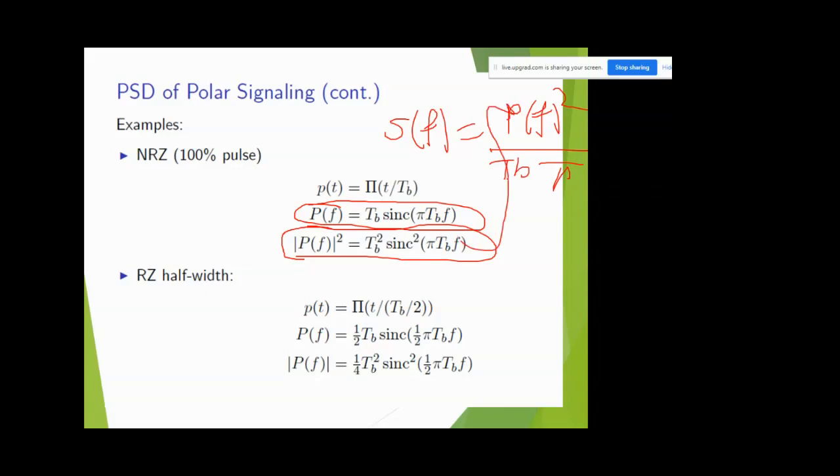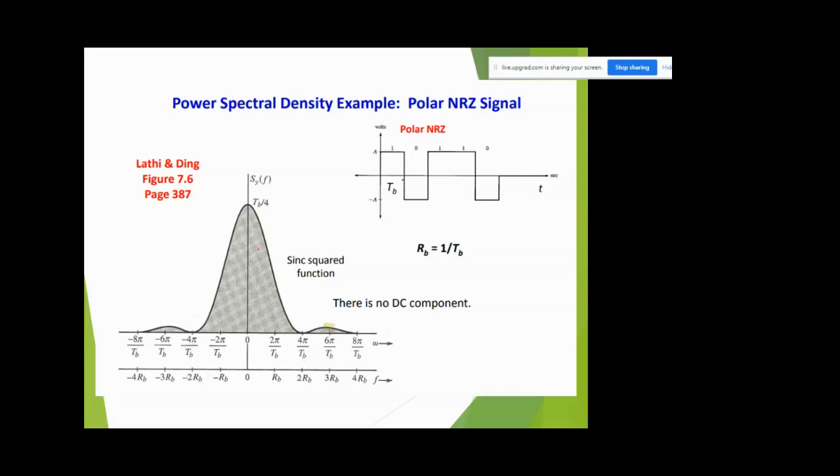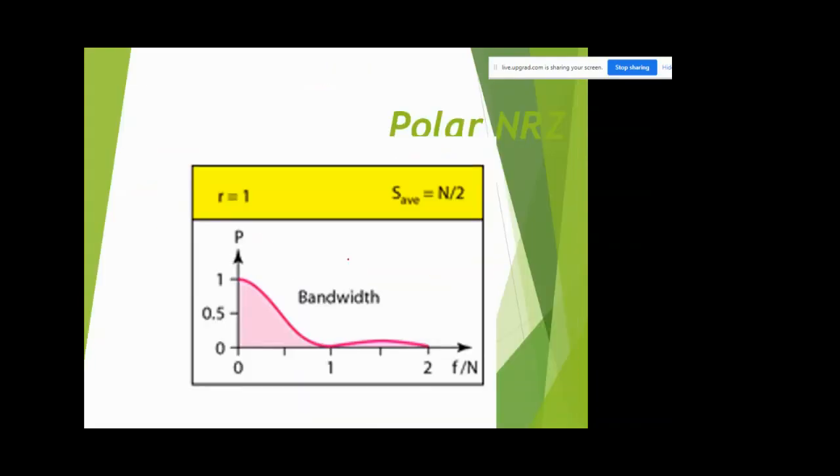Graphically we can represent it like this. For further detail you can refer to the Lathi and Ding book, figure number 7.6, page number 387. That is the author name, and you will get the PDF copy online. So this is the power spectral density function, PSD, of the polar NRZ signal.